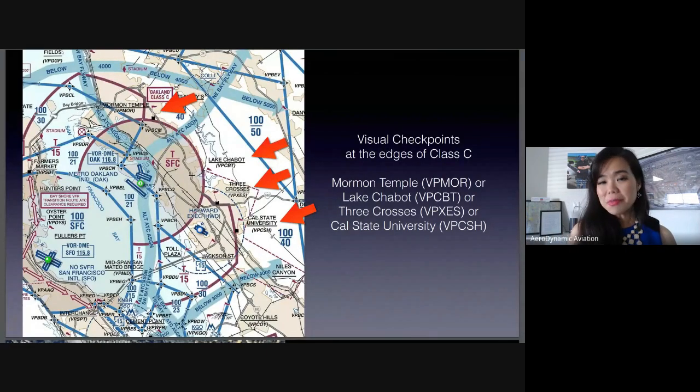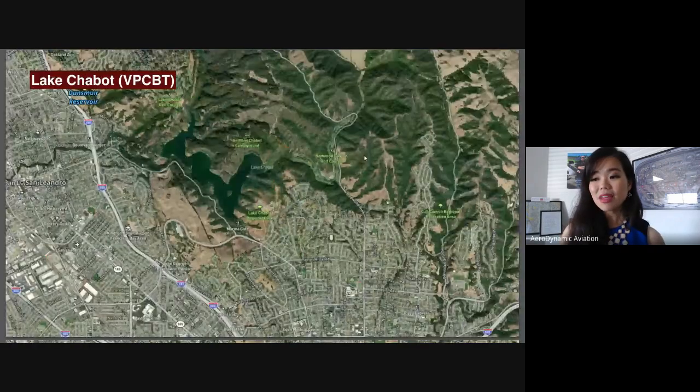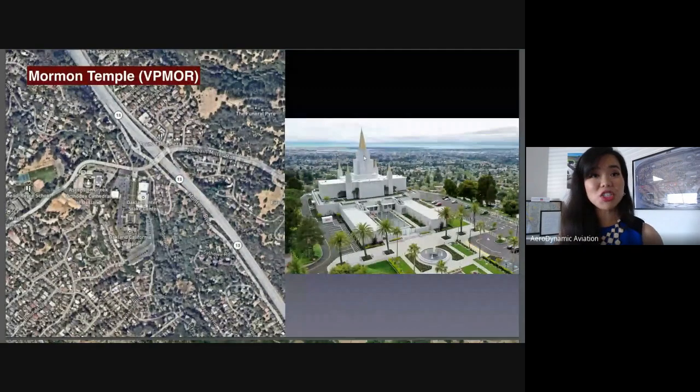But if you're unfamiliar with all these places, just put them in your GPS and press direct enter, and that's going to help you go directly there. But let's take a look, because they should be visual, easy to identify. The first one is Mormon Temple, VPMOR. The Mormon Temple looks like a white castle from the sky. It's giant, it's big, and it's glorious. And it's the edge of Class Charlie.